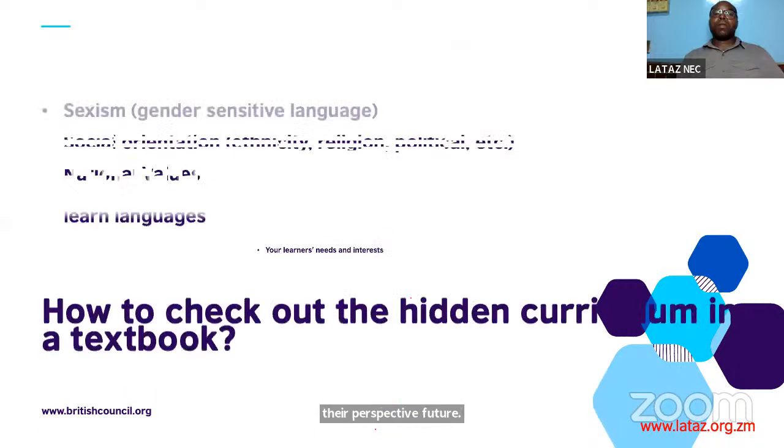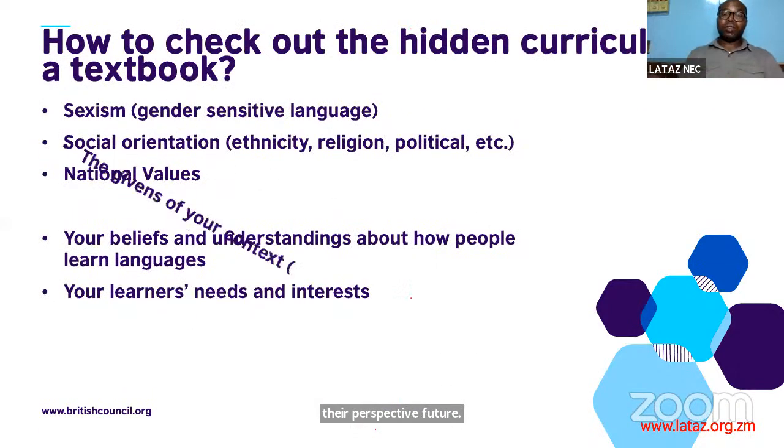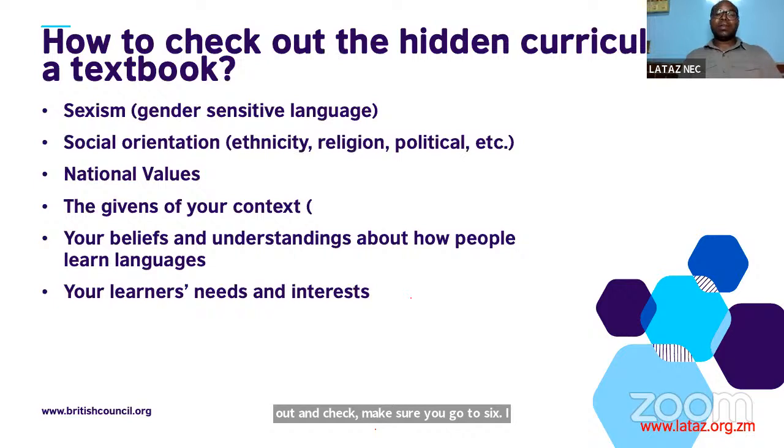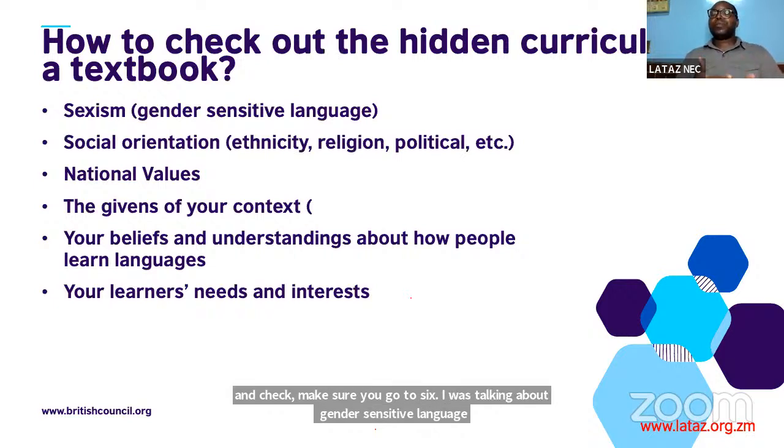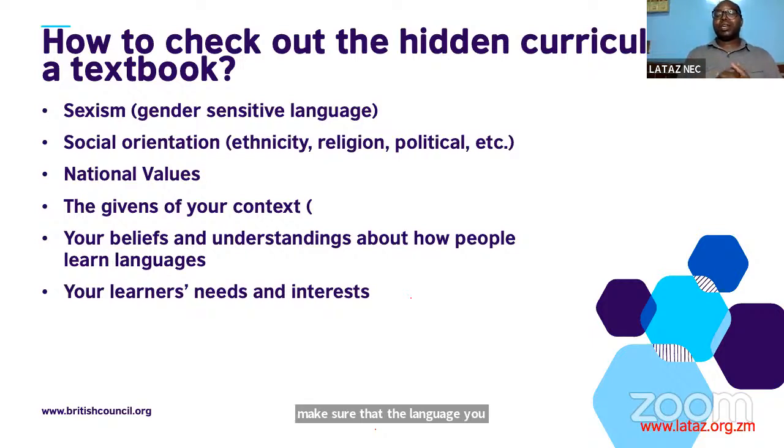How to check? Make sure you go to sex. I was talking about gender sensitive language. Make sure that the language you use in your materials is balanced in terms of gender, and also how you portray the females and the males. There is equality, there is sensitivity there.